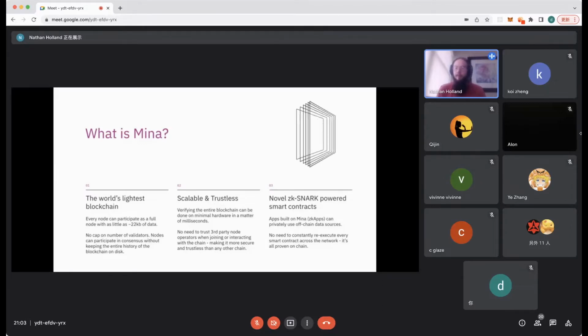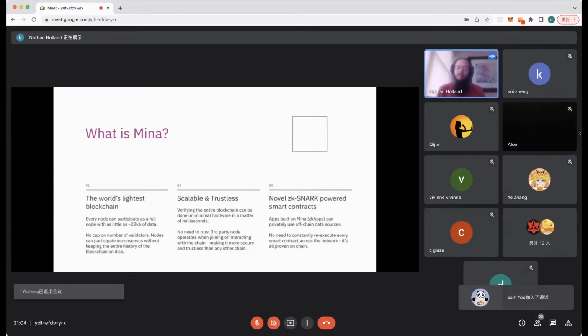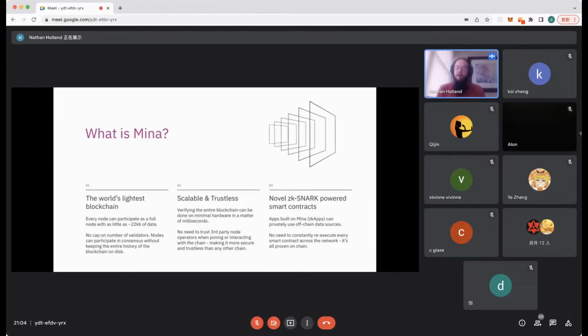operate. Mina is scalable and trustless, so what that means is that you can verify the entire chain quickly with minimal hardware and not much data. It only takes a few milliseconds to actually verify the entire blockchain. Because of that, there's no need to trust third parties for additional data, even when you're on the web or mobile devices, which makes it more secure and more trustless.